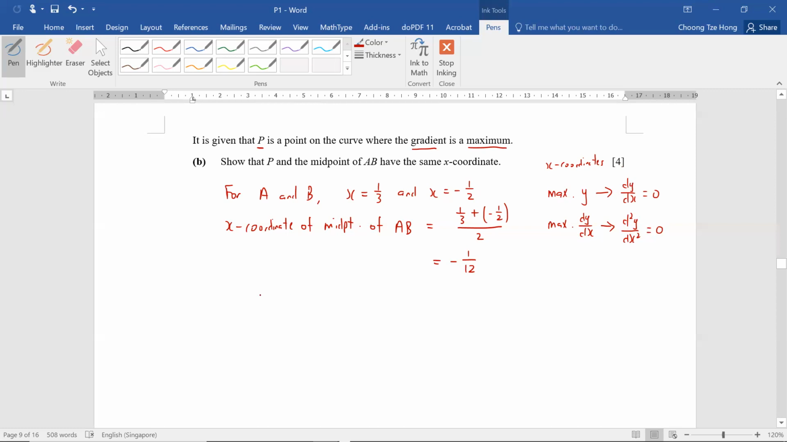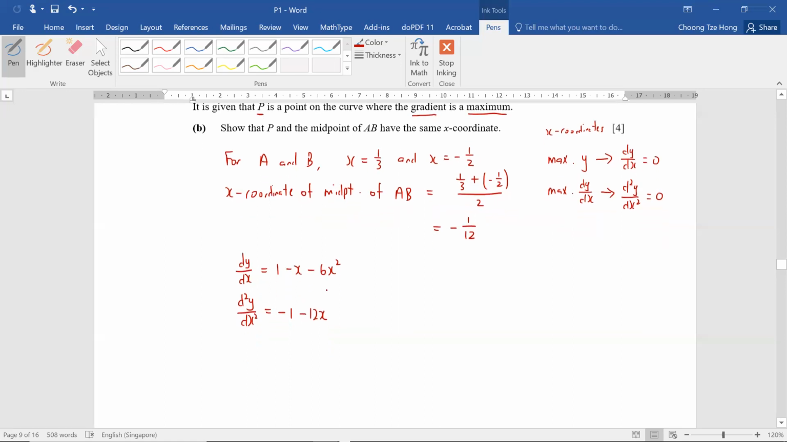Just now the dy/dx that we got from part 1, if you recall, is this. So now we can do one more level of differentiation to find the second derivative. Differentiate 1, you'll get 0. Differentiate negative x, you will get negative 1. Differentiate negative 6x squared, you will get negative 12x over here. Now remember, we're going to set d2y/dx squared to be 0.